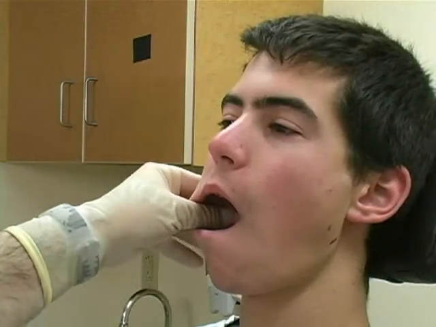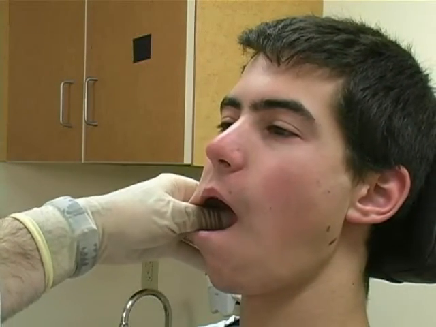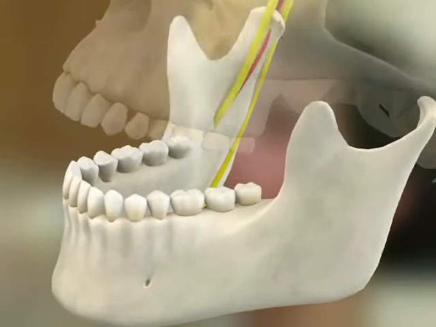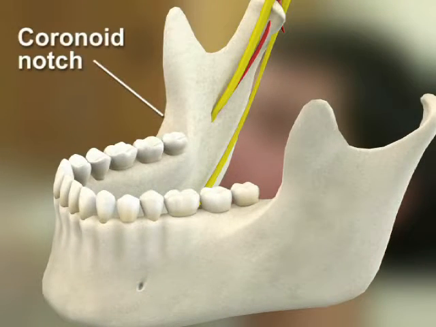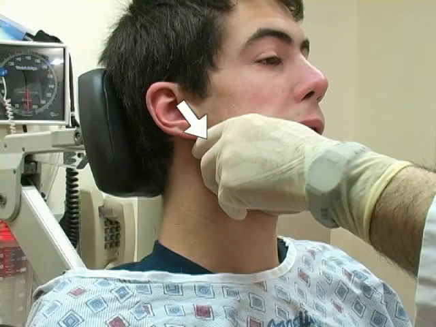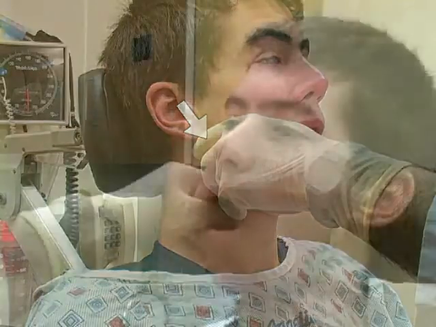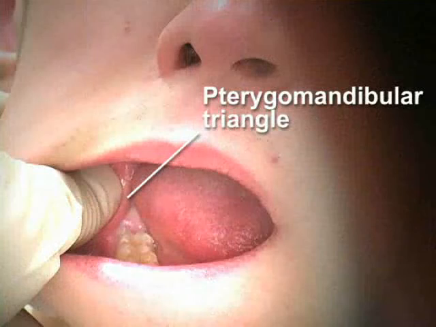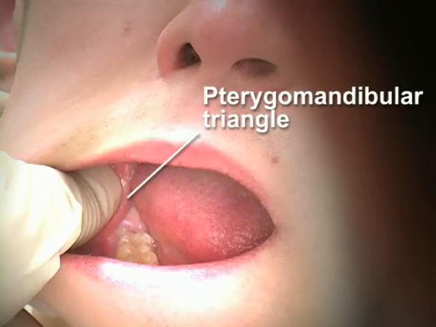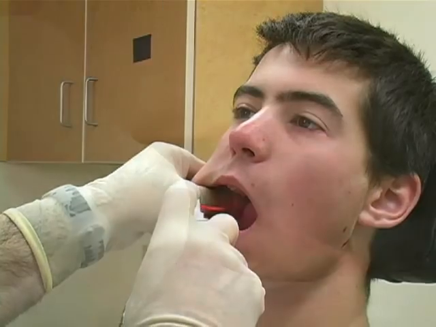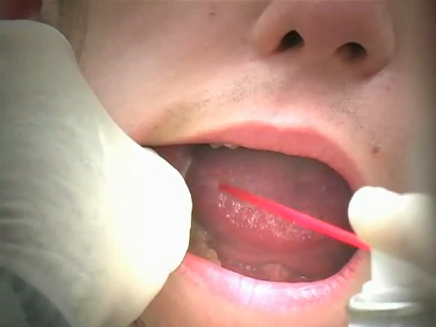Palpate the retromolar fossa with the index finger or thumb. Identify the greatest depth of the anterior border of the ramus of the mandible, the coronoid notch. With your thumb in the mouth and your index finger placed externally behind the ramus, retract the tissues toward the buccal or cheek side and visualize the pterygomandibular triangle. Anesthetize this area with a topical anesthetic such as benzocaine.